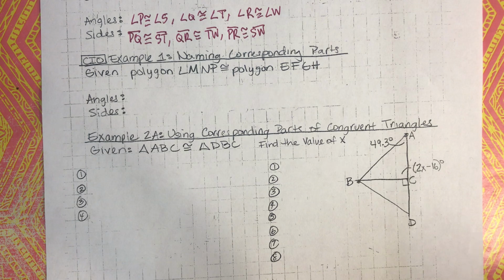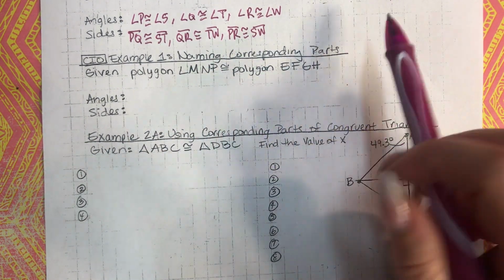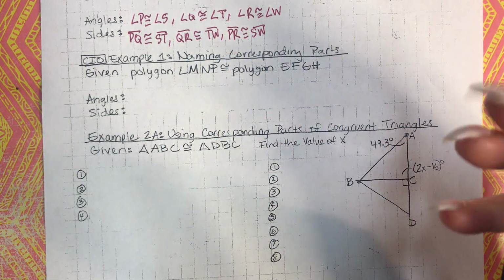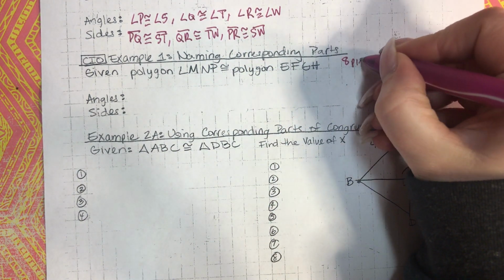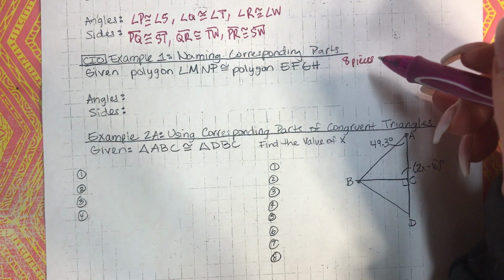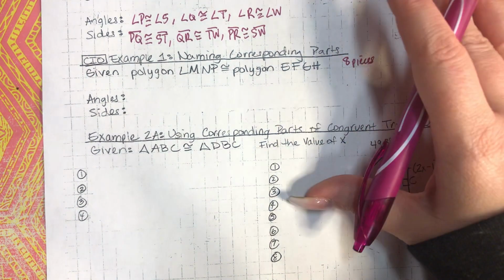Okay, let's see how you did. Since we have 4 vertices here, that means we're dealing with a quadrilateral, a 4-sided figure, which means there's going to be 8 pieces of information: 4 sets of congruent angles and 4 sets of congruent sides. So let's go ahead and get started.